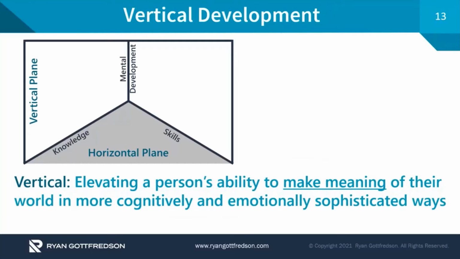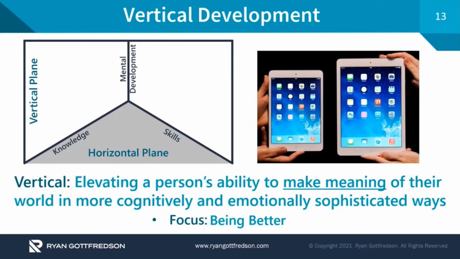Vertical development is elevating a person's ability to make meaning of their world in more cognitively and emotionally sophisticated ways. So the focus here isn't on doing more, it's on being better. It isn't adding an app onto the iPad, it's upgrading that iPad's operating system. So let me give you an example of this, all right?